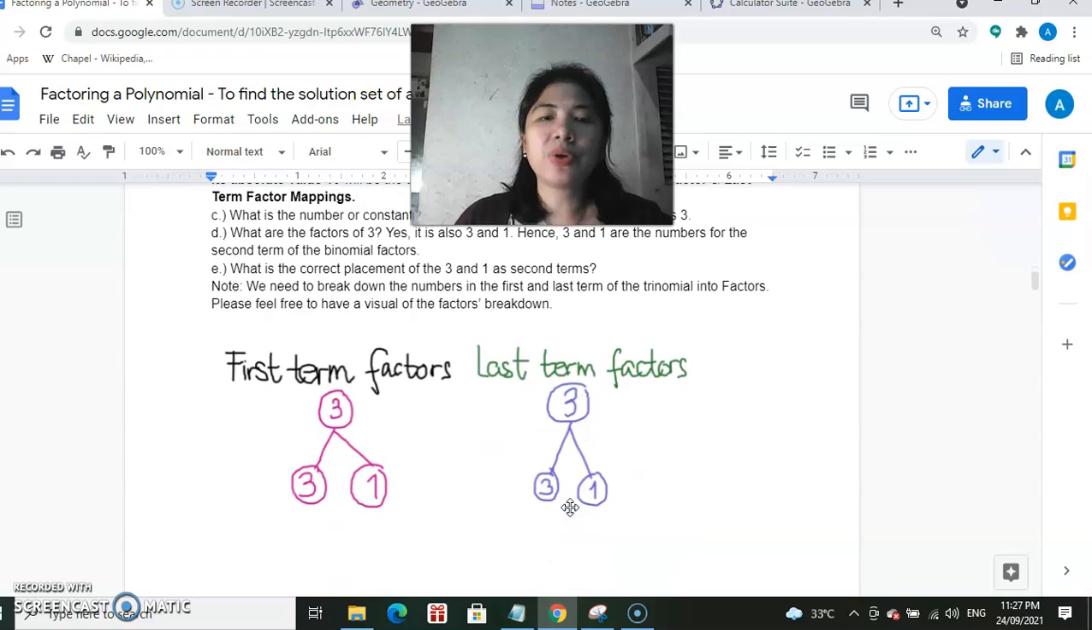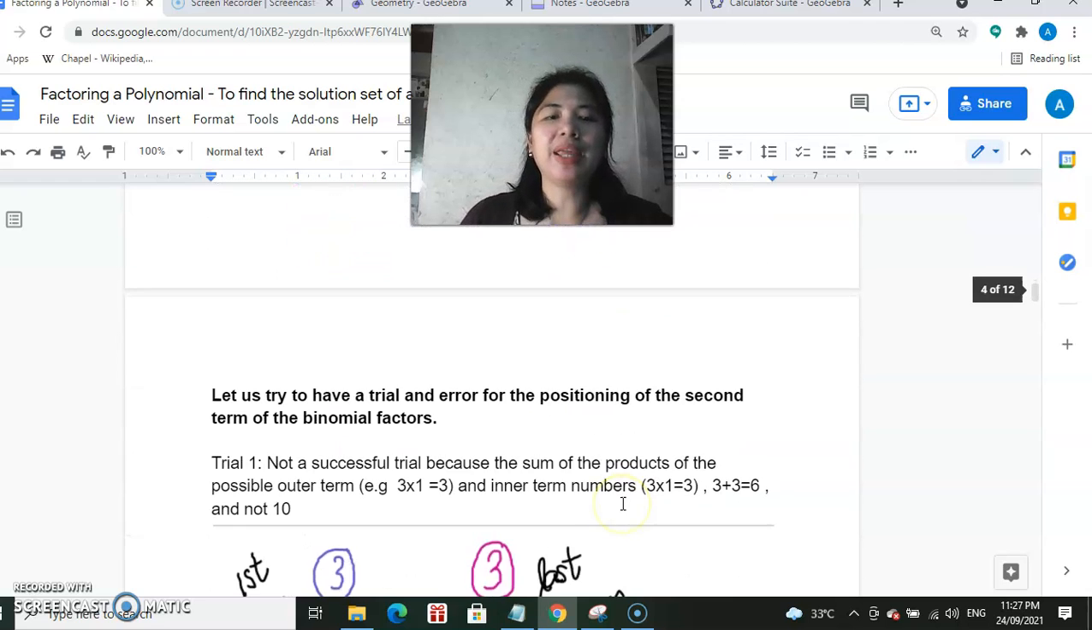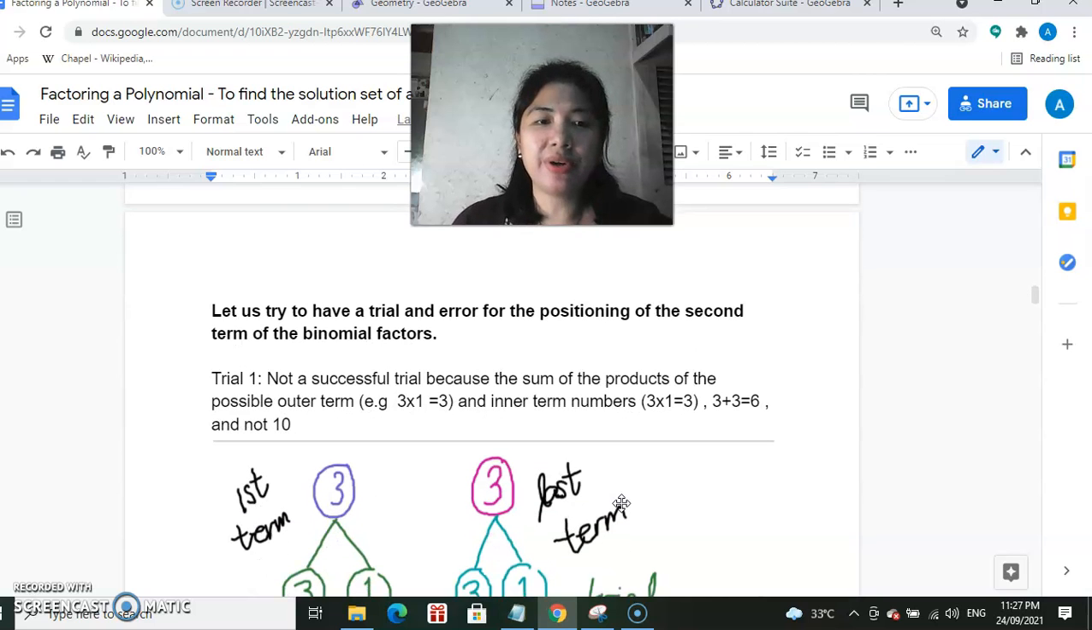So let's visualize the factors. Again, we will break down the number in the first term into factors. The number in the first term is 3, so the factors are 3 and 1. Then break down also the number in the last term. It's 3, so the factors of 3 are 3 and 1. Like this, you can have it in your scratch paper. And now let's have trial and error.